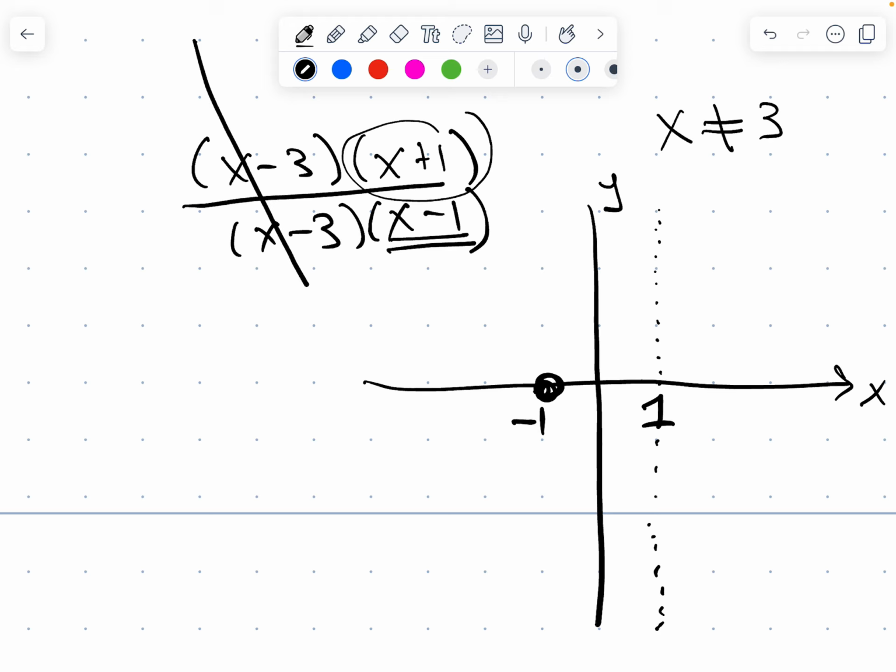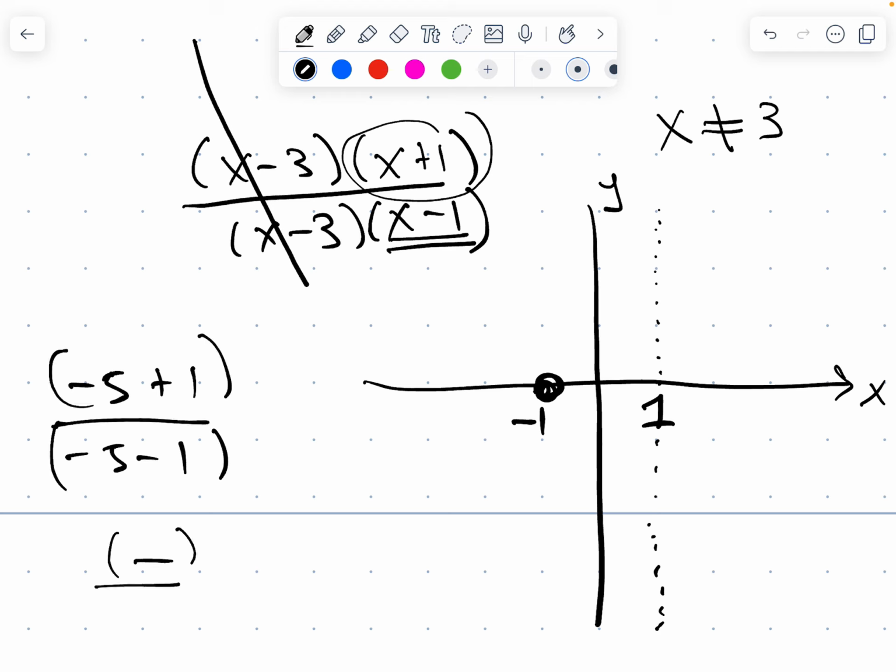Let's try negative 5. Okay, so if we do negative 5, we're going to do negative 5 plus 1 over negative 5 minus 1. Negative 5 plus 1 is negative. Negative 5 minus 1 is negative. Negative over negative is a positive. So when I am to the left of negative 1, I am positive. So I'm positive here. I'm going to hit this one.